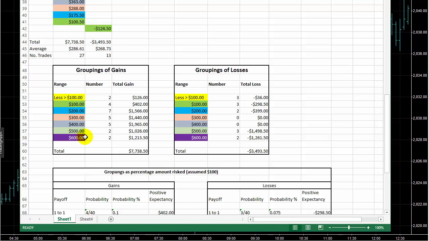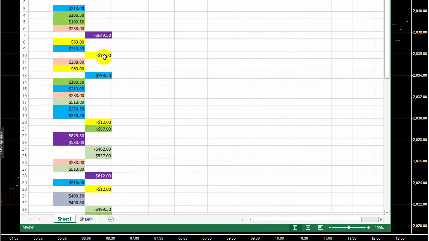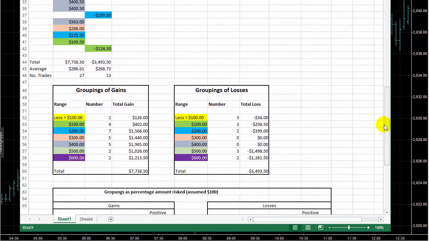So I'm grouping them. I've done the same thing all the way to $600, right? That gave me my positive results. I've done the same thing on the losing side. Less than 100, we have three of them. Here they are: minus $12, minus $12, minus $12. I call that a scratch. That gives me $36 in losses, three of them.